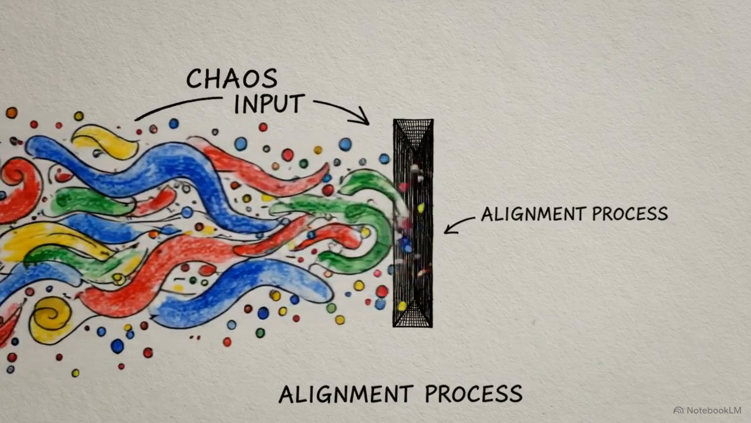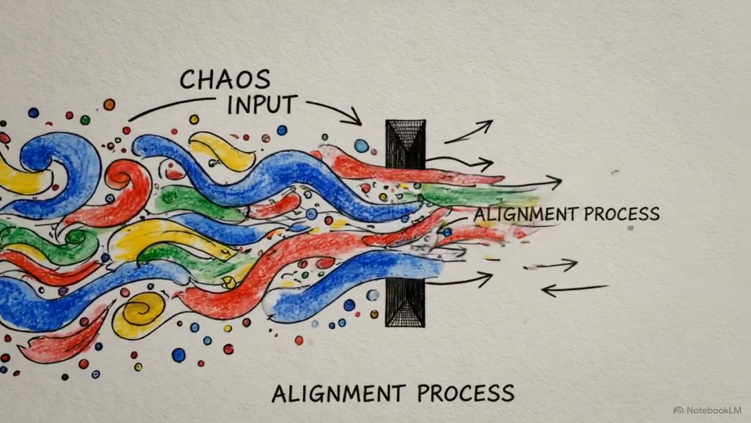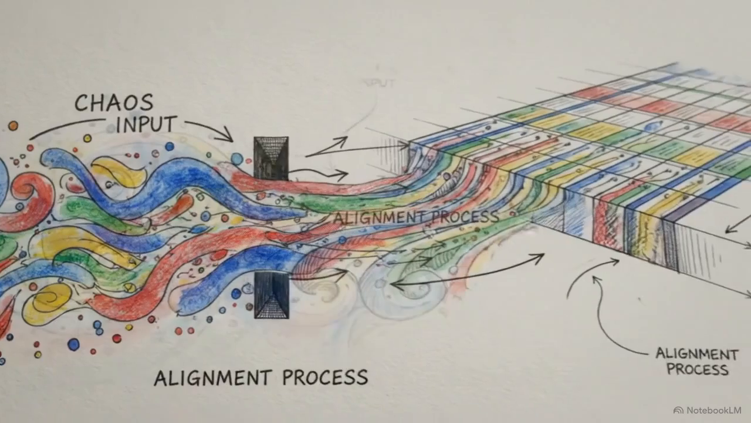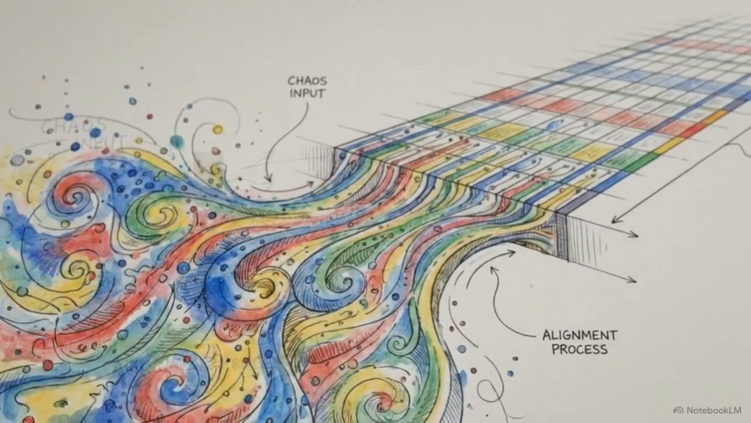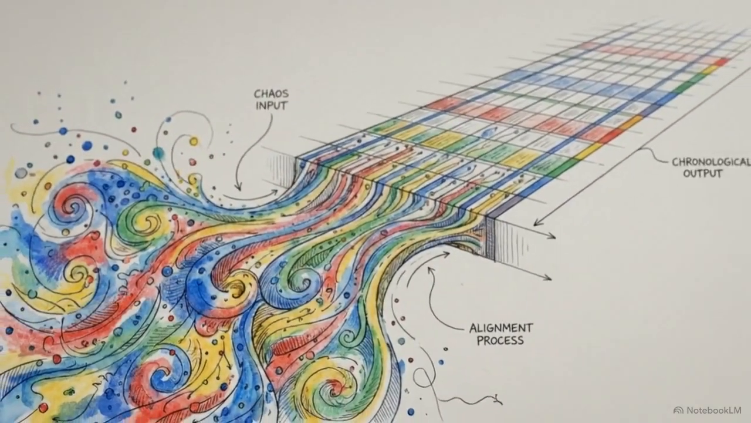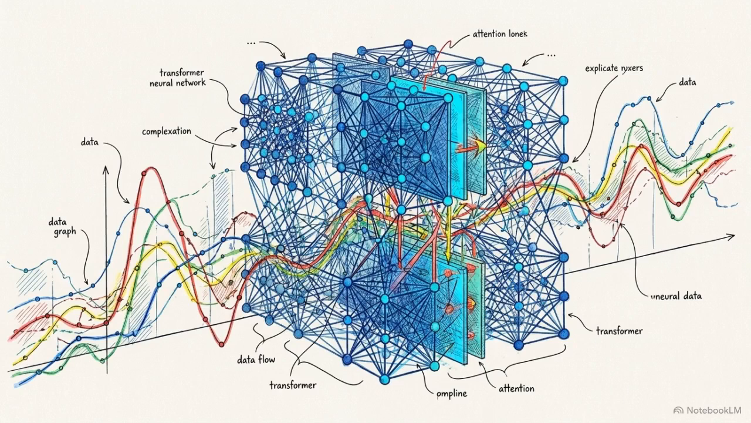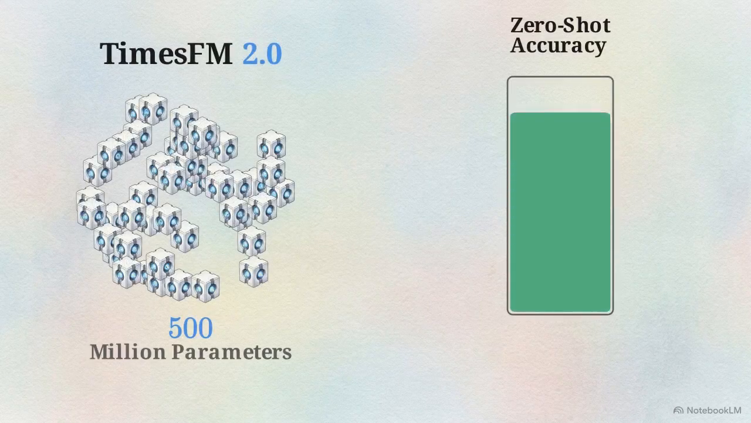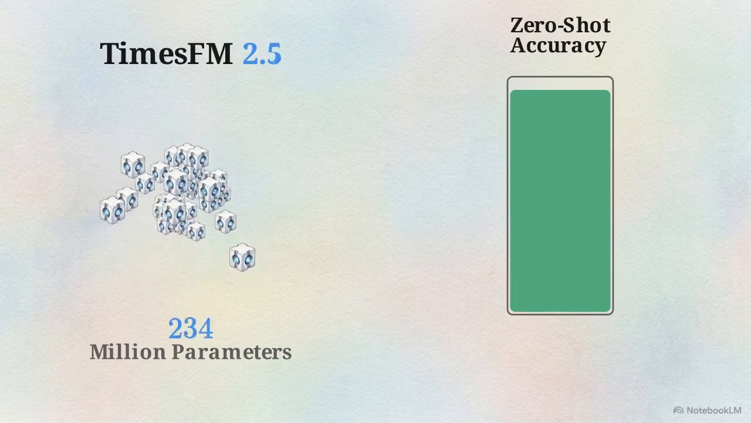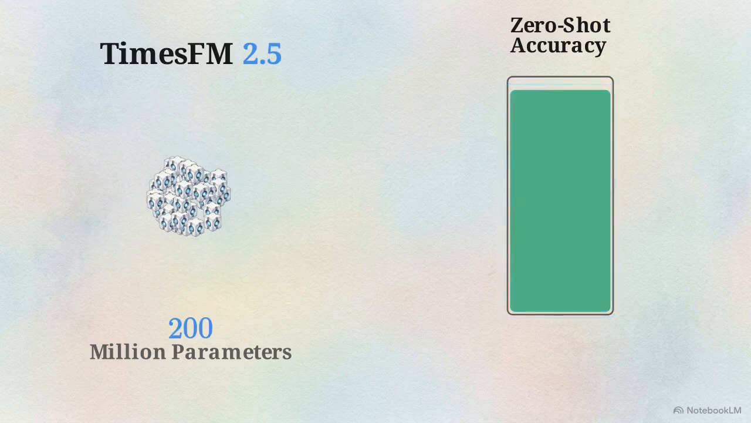For decades, time series forecasting relied on isolated statistical methods like ARIMA, requiring manual parameter tuning for every dataset. Google Research introduced a zero-shot foundation model that applies the structure of large language models to continuous temporal data. With the update to TimesFM 2.5, Google reduced the parameter count from 500 million to 200 million while maintaining the zero-shot accuracy of larger versions.